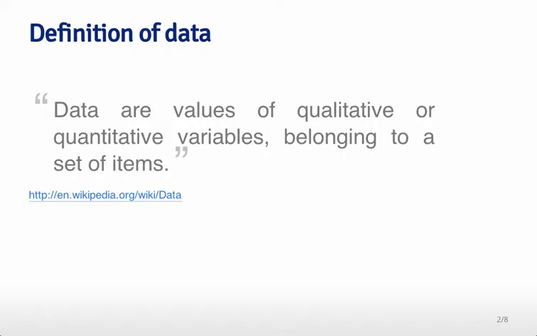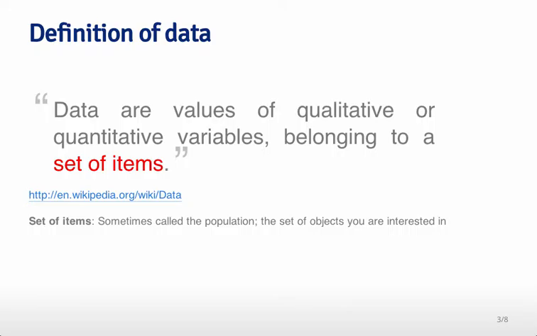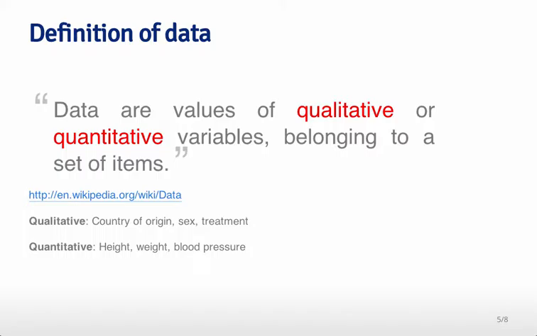As we saw in the data scientist's toolbox, data are values of qualitative or quantitative variables belonging to a set of items. The set of items might be the population or the set of objects that you might be interested in. The values correspond to variables, and the variables are the things that you're measuring. And you might measure them in qualitative terms or in quantitative terms.